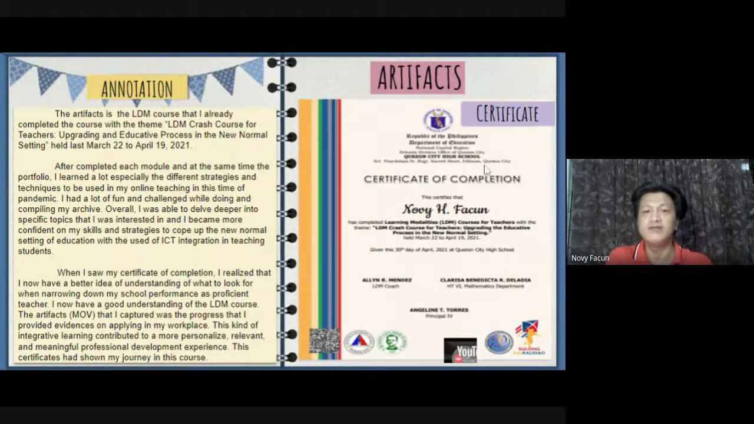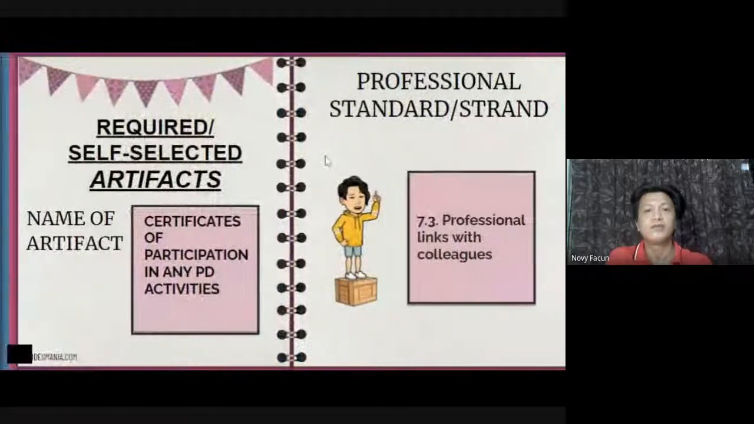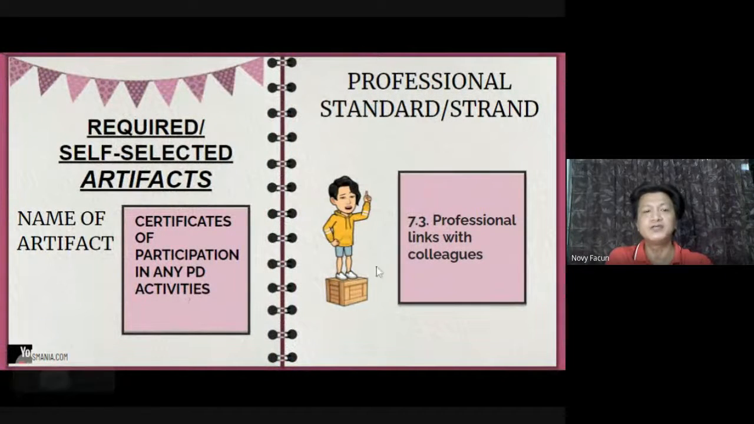Another, we have the certificate of completion. That is the LDM. This is it. So, it also has an annotation. And of course, another, we have the certificate of participation in NPD activities, specifically for colleagues naman ito.